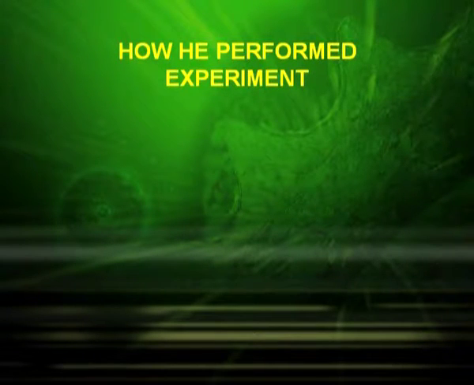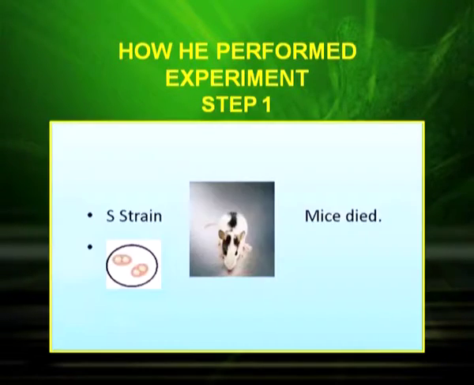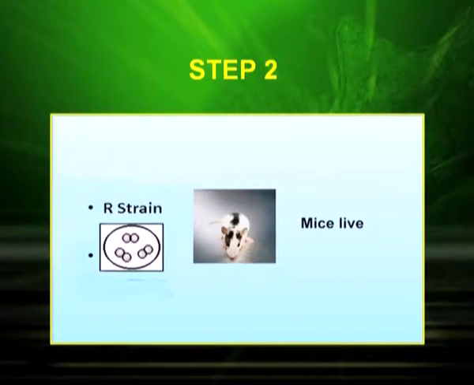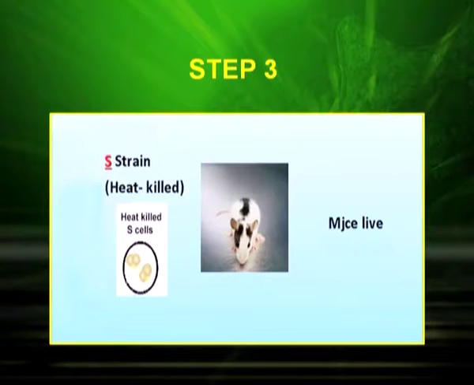Now, let us see how he performed the experiment. In step 1, he injected the S strain into the mice. Now, since the S strain was virulent, the obvious result was that the mice died. In step 2, he injected the R strain, the living R cells, but since it was non-virulent, the mice lived. In step 3, he injected heat-killed S strain, and what did he find? He found the mice lived.